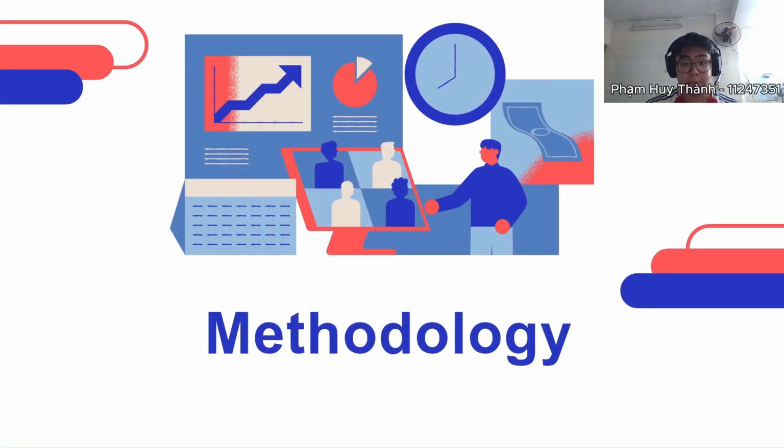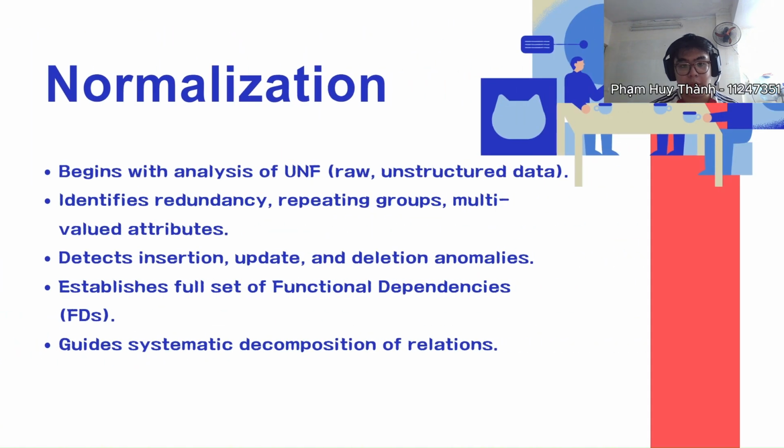At slides 13 and 14, we begin with the methodology and normalization process. We begin with UNF data, identifying repeating groups, multi-value attributes, and common anomalies. Then we establish the full set of functional dependencies and decompose relations step by step according to normalization principles.